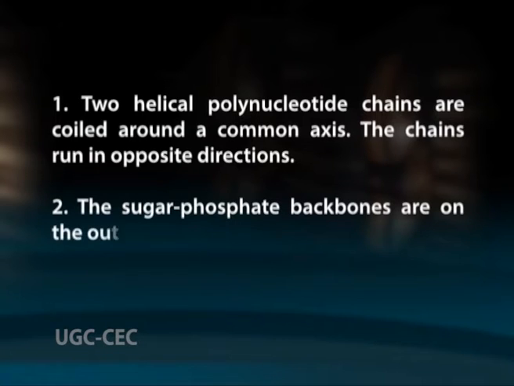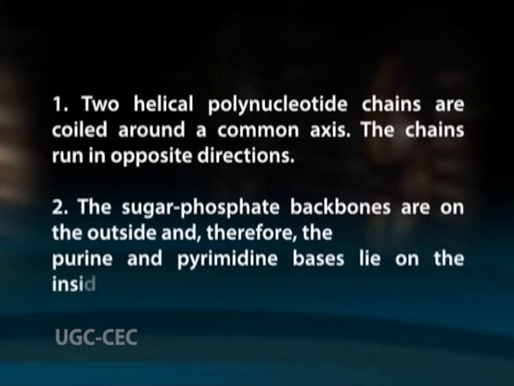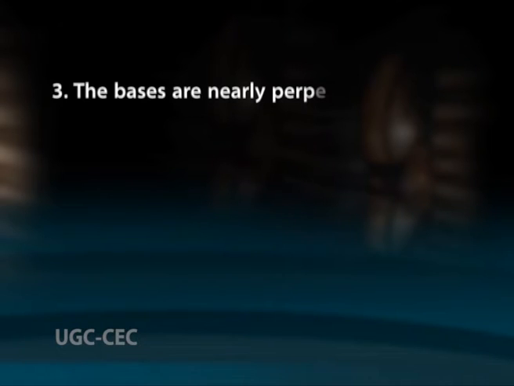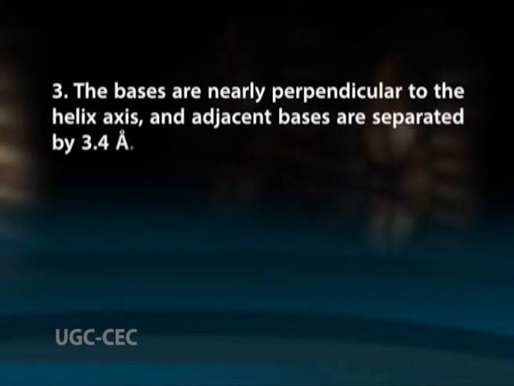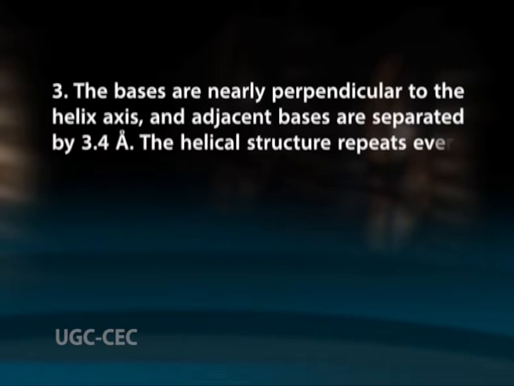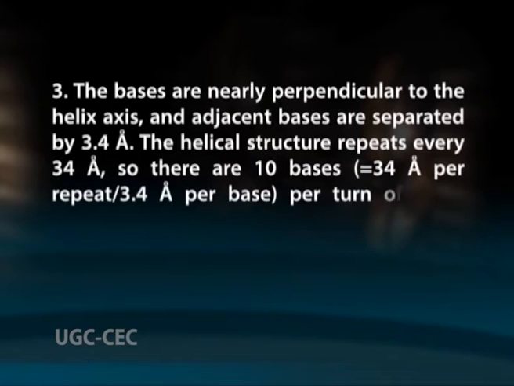Second one, the sugar phosphate backbones are on the outside and therefore the purine and pyrimidine bases lie on the inside of the helix. Third one, the bases are nearly perpendicular to the helix axis and adjacent bases are separated by 3.4 angstrom. The helical structure repeats every 34 angstrom.